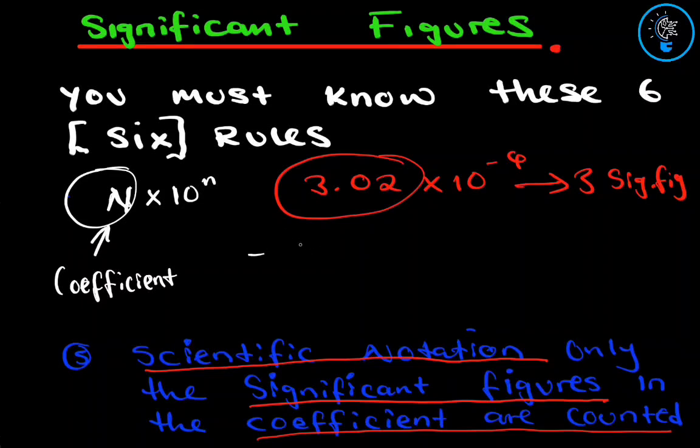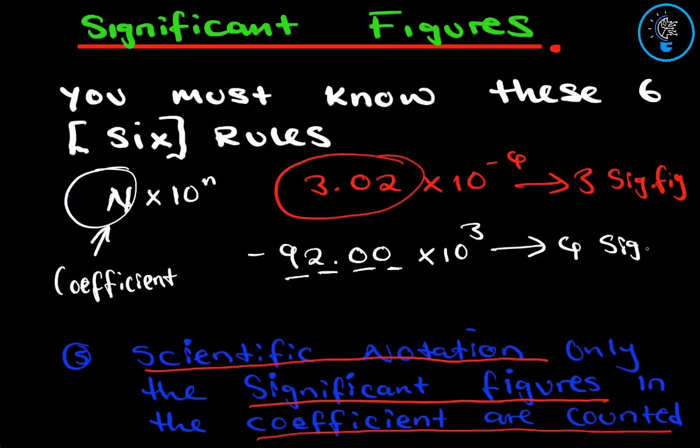What about if you have a number of this kind, negative 92.00 times 10 to the power 3? How many significant figures are present in this particular number? Remember, trailing zeros are significant. And in scientific notation, we only consider the coefficient. So on our coefficient, we have 1, 2, 3, 4. So we say 4 significant figures.